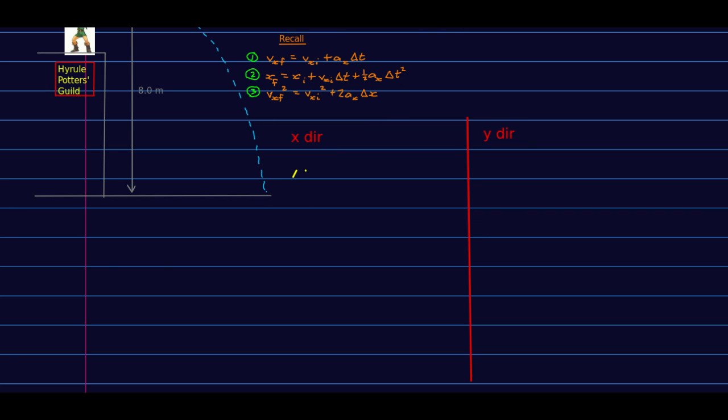And now start writing down your knowns. So as before, we'll have an xi and an xf and a vxi and a vxf and an ax and a delta t, and we'll have all the same things for y. So I'm going to pause the video and I'm going to fill all of this in.